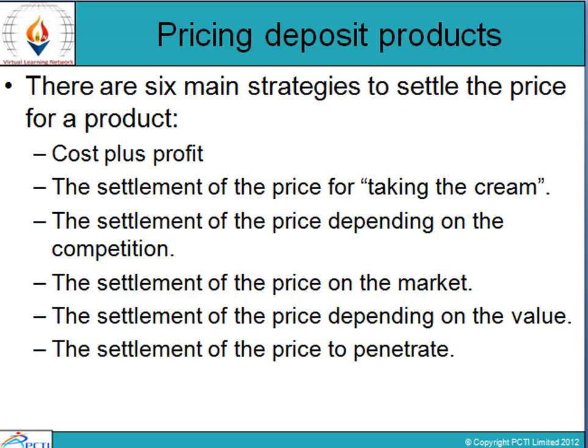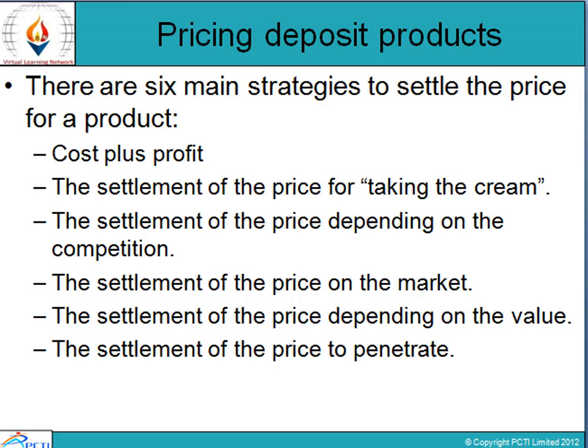The third is the settlement of the price depending on the competition. This strategy takes into consideration the price the competition practices, thus the price will be similar to that of the competition. But it also allows the covering of the expenses and the profit margin as well.